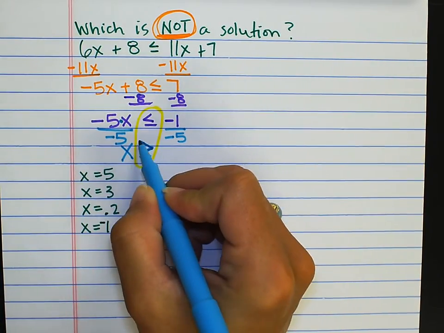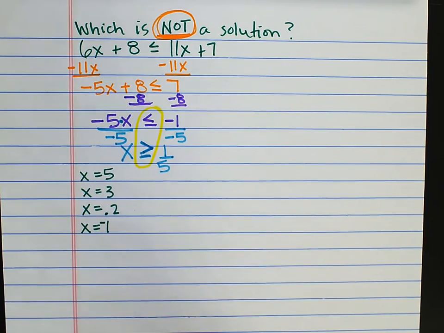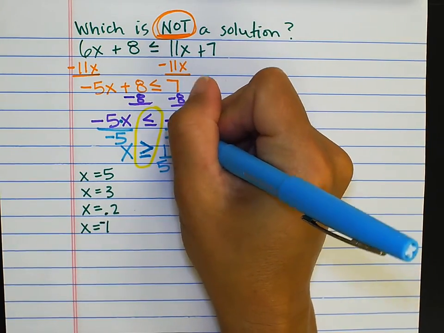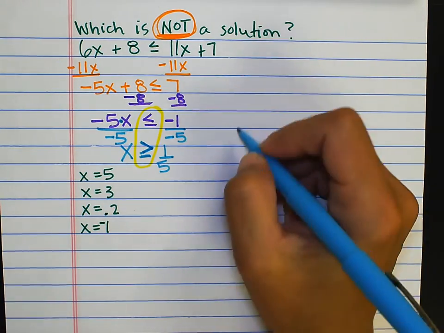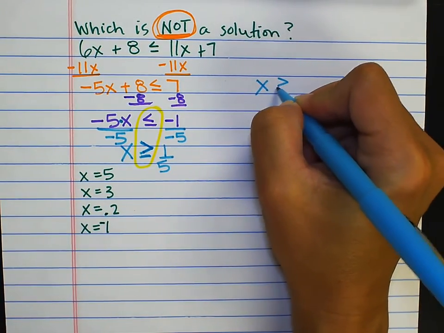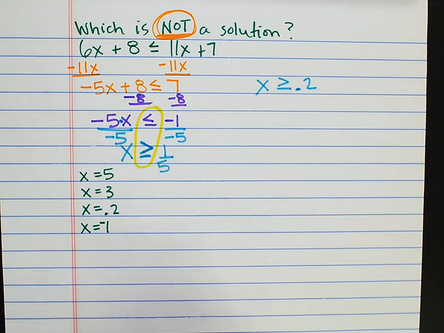So I end up with x is greater than or equal to 1/5. Okay, greater than or equal to positive 1/5 because the negatives canceled out. All right, so if you feel better with decimals than fractions, write it as x is greater than or equal to 0.2. And again, you can type into your calculator 1 divided by 5, it's going to give you 0.2.